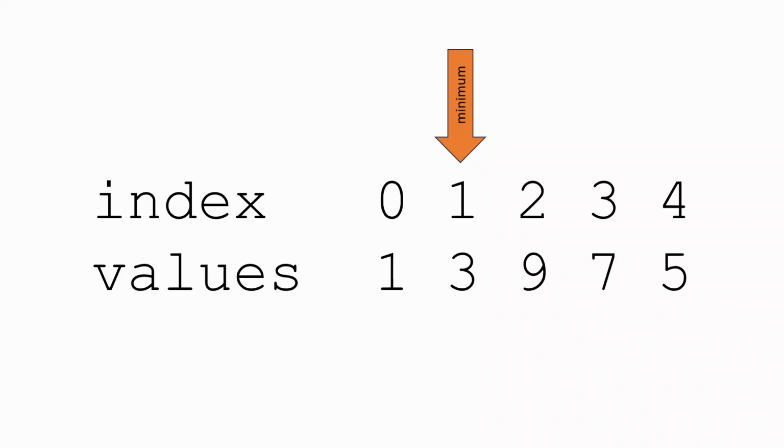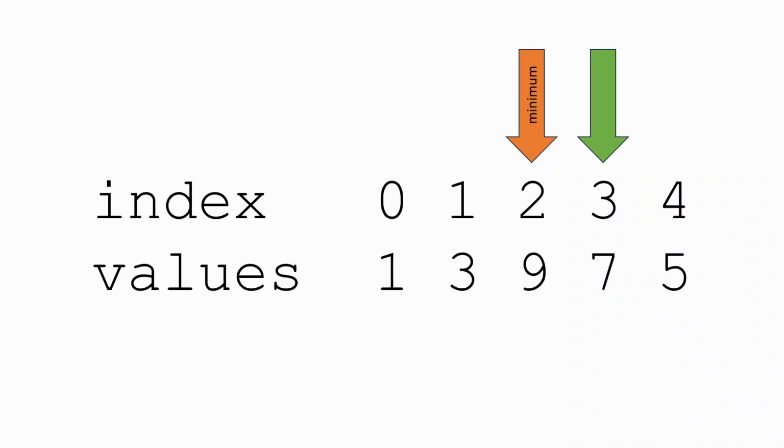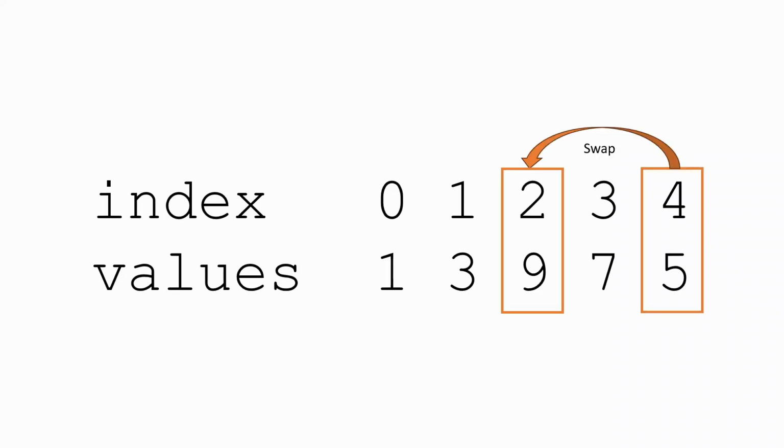Then we start at index 1 and we look for the next smallest value. Index 1 has the value 3. That's compared with 9, then with 7, and then with 5. 3 is the smallest next value, so it remains in the position that it's already in. We go to index 2 and 9 is the minimum value. It's compared with 7, so 7 is the minimum value, which is compared with 5, and 5 becomes the minimum value and is swapped with 9.